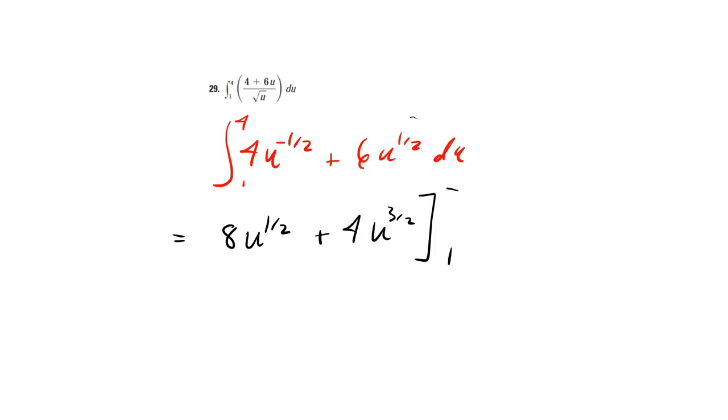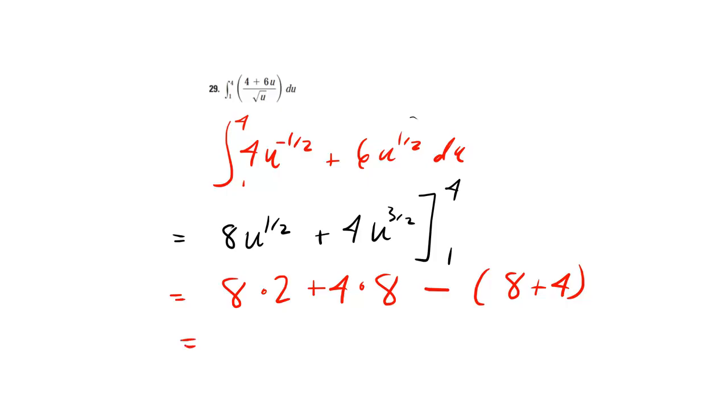Now, because we're doing definite integral, we don't need the arbitrary constant, so we're going to plug in 4 and 1. So 8 times, what's the square root of 4? That is 2. Plus 4 times, well, the square root of 4 is 2, and then we cube that, so times 8, and subtract off from that 8 plus 4. So this, doing a little bit of math magic, is 16, right? Multiplying by 2, that's my math magic. That's all you're going to get today. Plus 32 minus 12, which looks to be about 36.